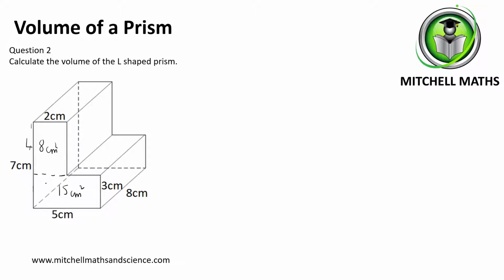And to get the total surface area of this face here, I'm going to need to do 15 plus 8, which is 23 centimetres squared. And now that I've got the surface area of the face of the prism, I can now times that by the length in order to get the total volume. 23 times 8 is equal to 184 centimetres cubed, if you do that on your calculator. And that's the volume of the L-shaped prism. So again, I've calculated the surface area of the face to begin with, and then I've multiplied it by its length.